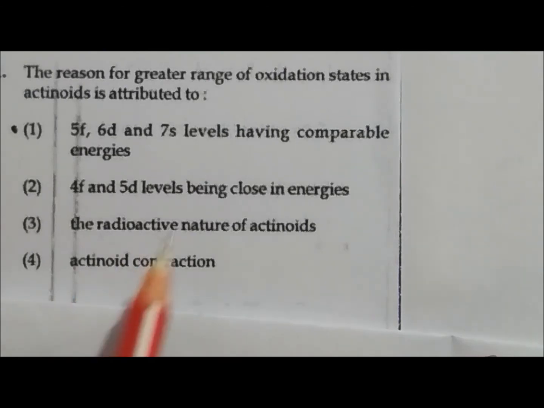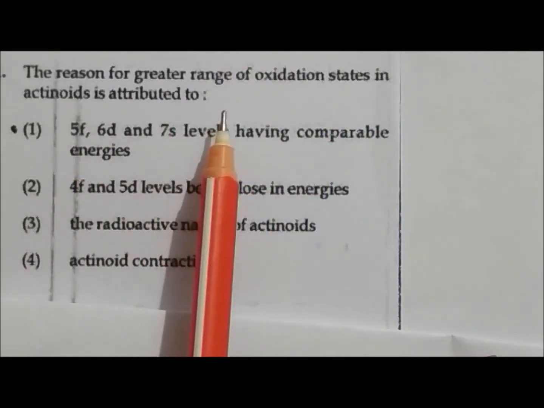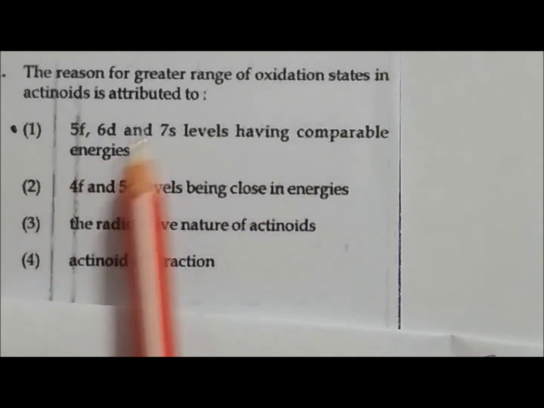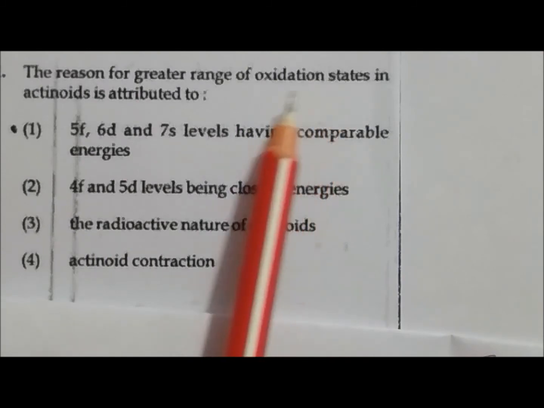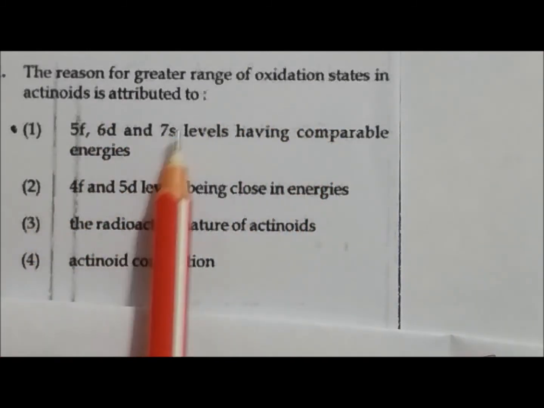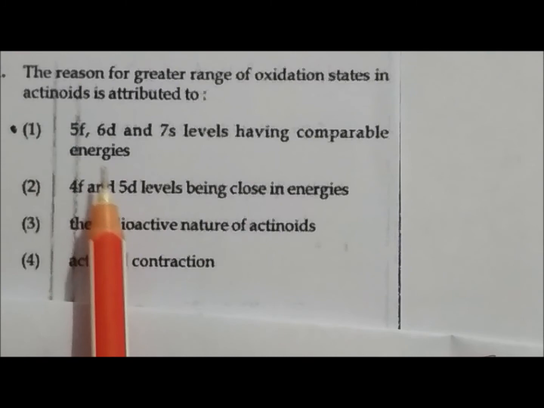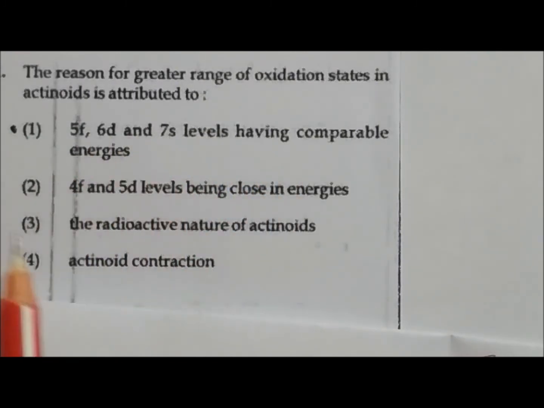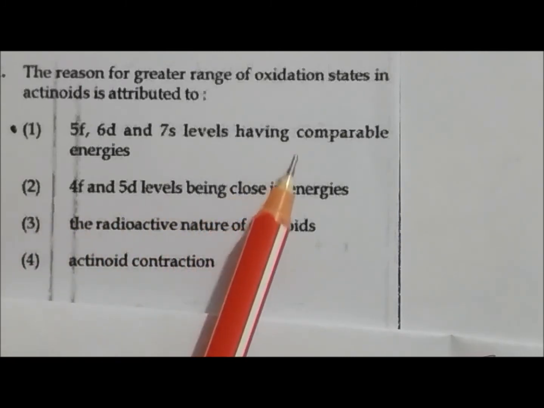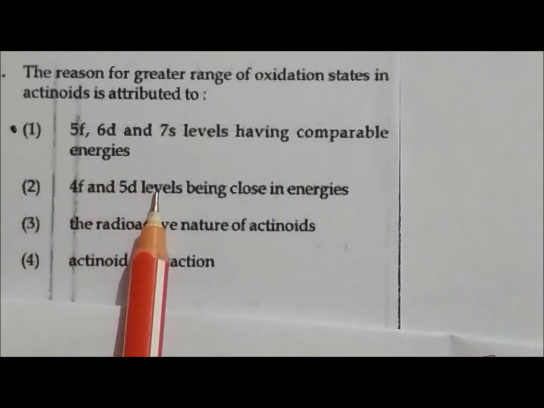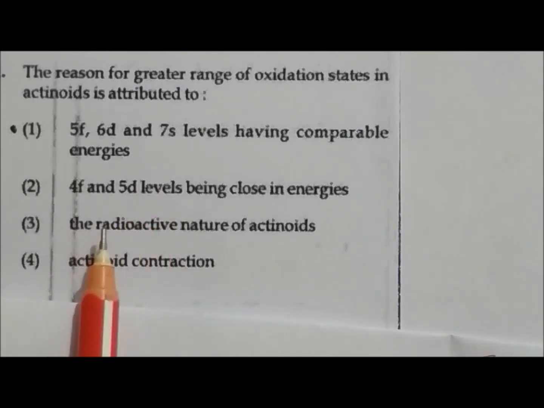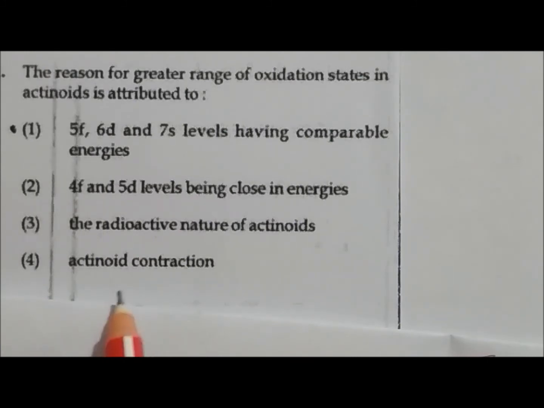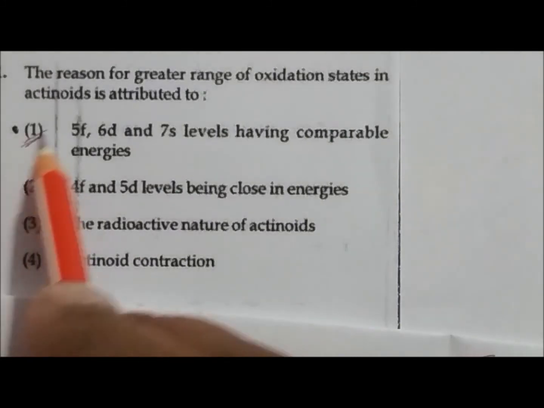The reason for the greater range of oxidation states in the actinides is attributed to, so we have 5f, 6d, 7s levels having comparable energy. So definitely actinides have a greater number of oxidation states. These orbitals are very close to each other because this is the electronic configuration of actinoids. So this may be the correct answer. 4f, 5d levels being close in energies is applicable to the lanthanide contraction, the second one. And the third is the radioactive nature of actinoids. No, this is the wrong answer. Actinoid contraction. No, this is again a wrong answer. So only this one is correct.